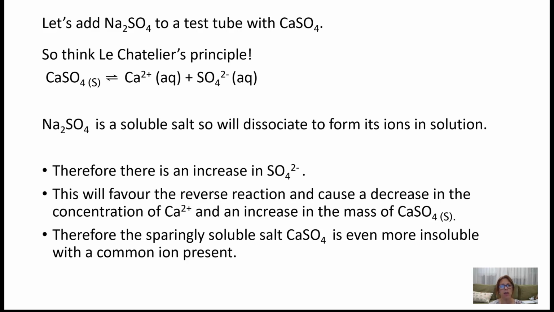Now you can see there that sulfate ions are common both to the calcium sulfate and also the sodium sulfate. So we are actually now getting an increase in those sulfate ions. When I increase those sulfate ions, it's going to favour the reverse reaction. In doing so, we're going to use up some of those calcium ions, and we are going to make more of the calcium sulfate as it moves in that reverse direction. In doing so, it will increase the mass of that. So now it's going to be even more insoluble than it was to start with.